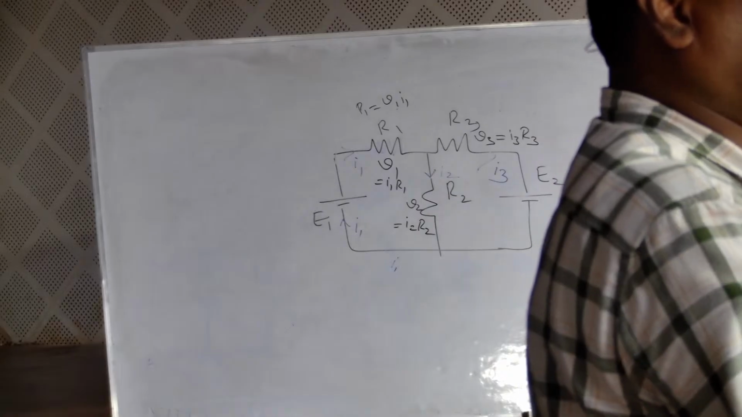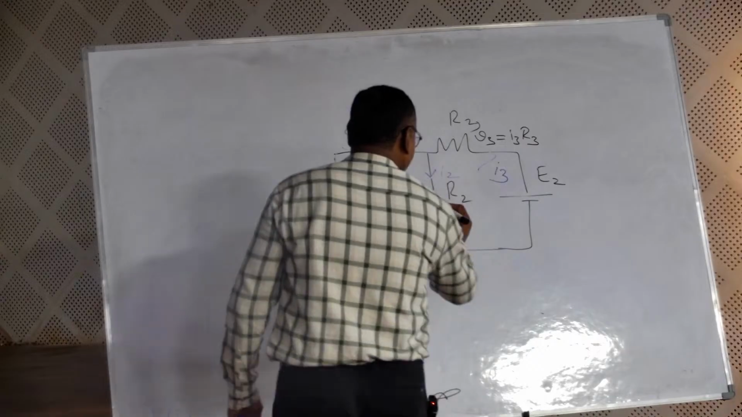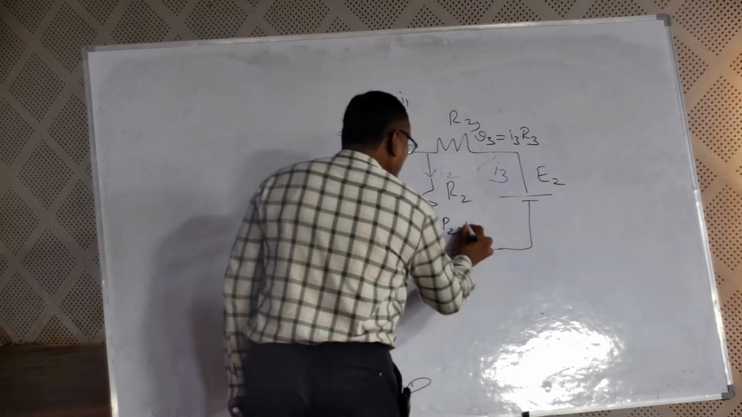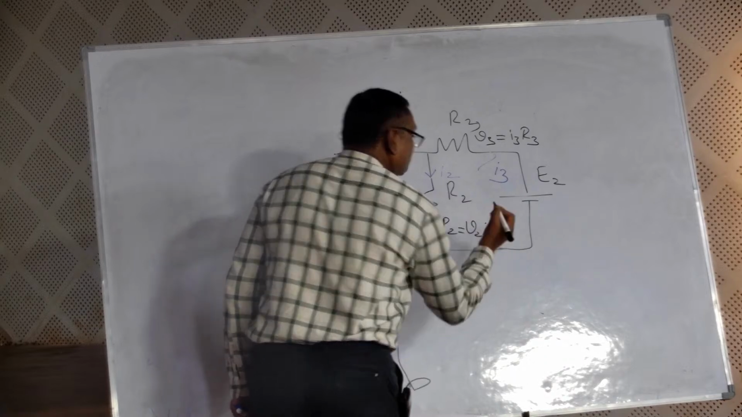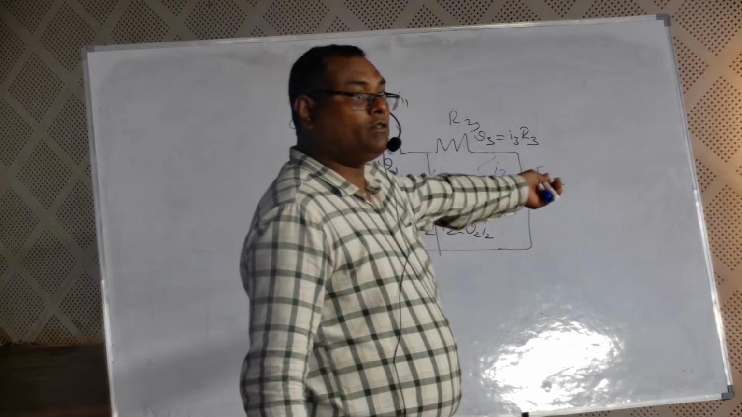Next one, bulb 2, R2. What is the power consumed by bulb 2 under running condition, operation? The bulb is on, what is the power taken? Power consumed, what is the formula? P2 is voltage into current, V2 into I2.